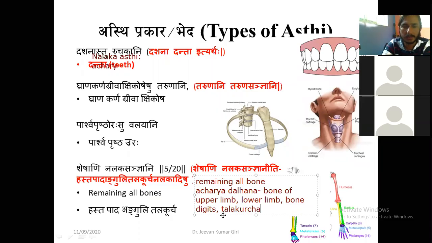In the leg also that is there. In the foot there is also the toe. We will consider toe in the case of the lower limb. Then Talakurcha. Here in Talakurcha we can consider the carpal bone, the tarsal bone, the metacarpal, and the metatarsal. Are you getting? Yes, sir.